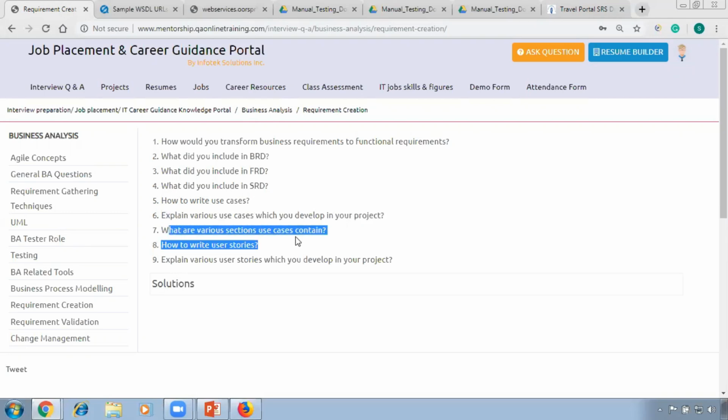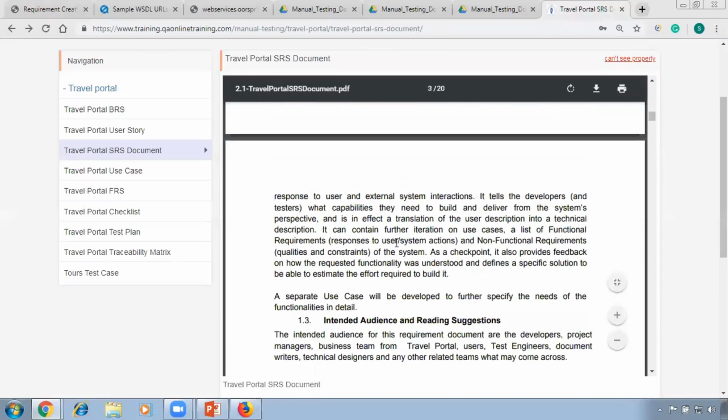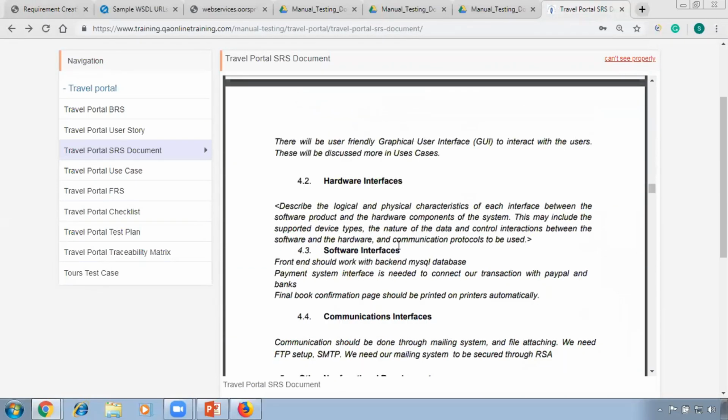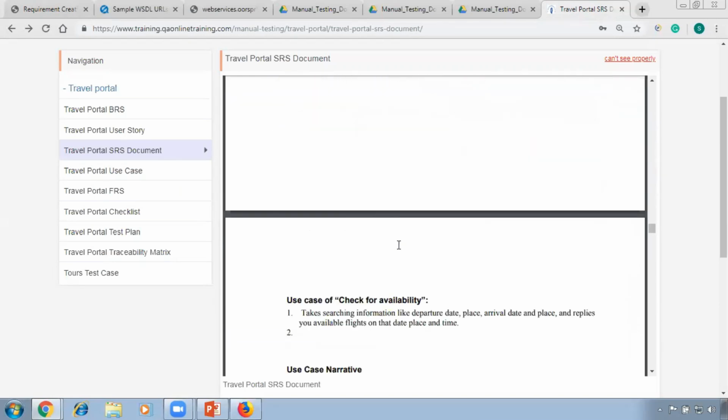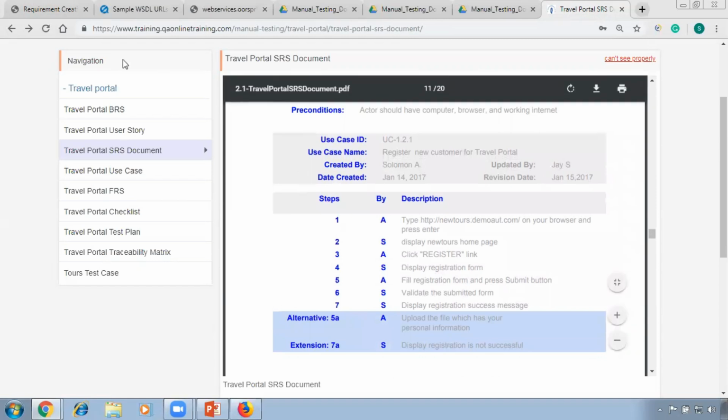What are the various sections that a use case contains? A use case contains lots of things like the processes, the interactions that are shown by arrows, and it contains actors also. Other than that, it will show you the system interaction, how things are interacting, what steps the actor will take, and what response the system will show. The use case is very important. The use case ID, the use case name, the created.